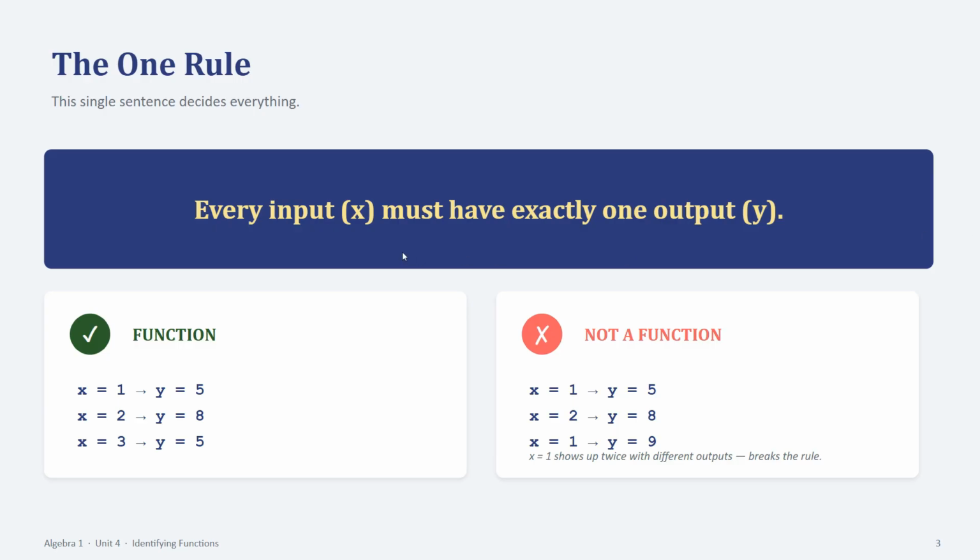The one rule is that every input x must have exactly one output. This is the only rule for functions. The first example is a function because 1 maps to 5, 2 maps to 8, and 3 maps to 5.